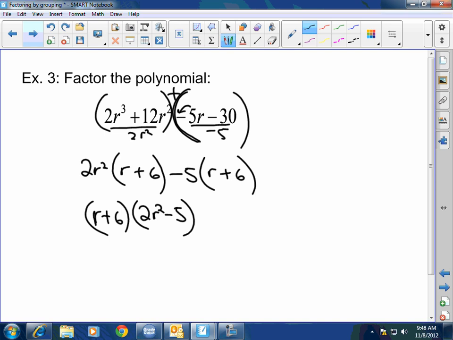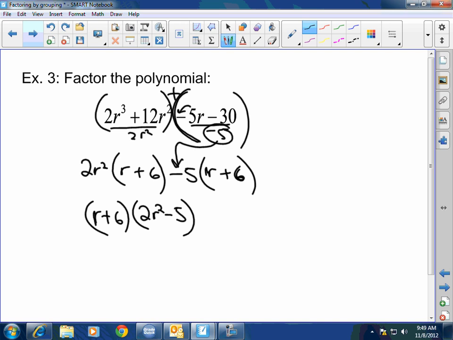Yeah, I factored out a negative 5. Negative 5 divided by negative 5 is positive r. Negative 30 divided by negative 5 is positive 6. I pulled out the negative 5 because I have to keep my negative 5 outside. Remember, it's GCF times leftover primes. Thank you. Does that make sense, boys?